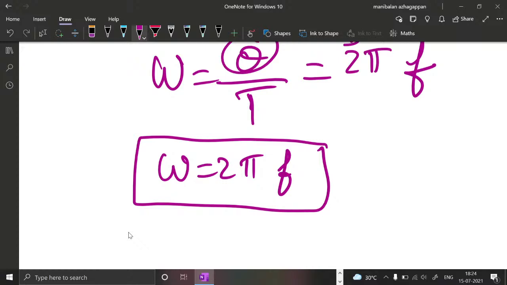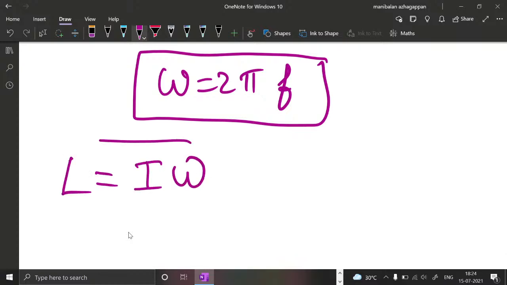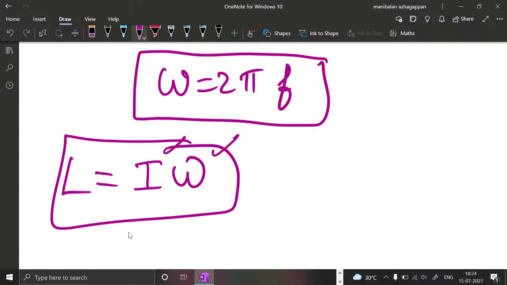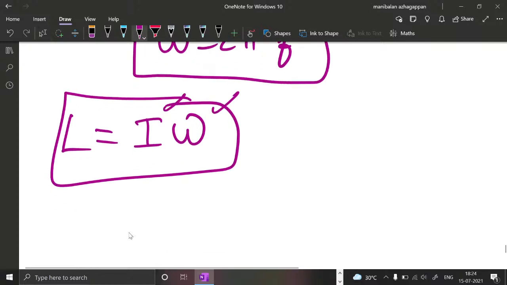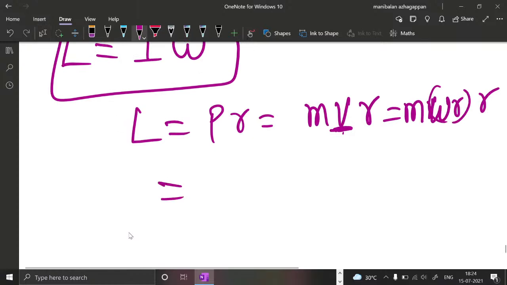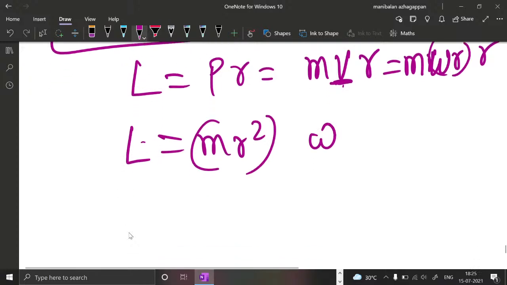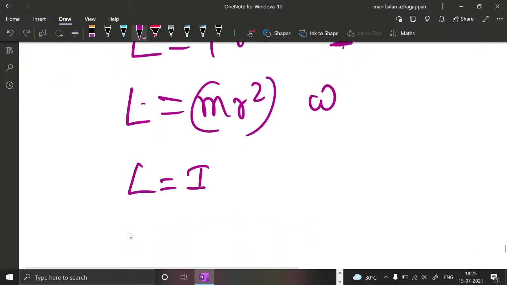Most of the problems will be asked in a direct way, not in an indirect way. Next, I'm going to prove L is equal to I omega: angular momentum is equal to moment of inertia times omega. You should keep this formula: L is equal to P times r, P is equal to mv, and v is equal to omega r. So L is m times omega r into r, which is m r square into omega. Easily, within a second, you can get this formula: L is equal to I omega.